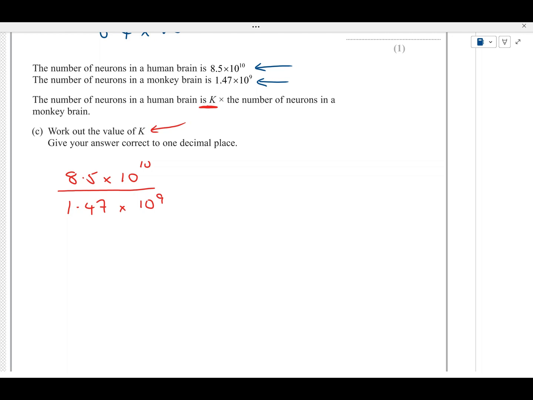Now the first thing I'm going to try is put that as a fraction in my calculator. 8.5 times 10 to the power of 10 on the top of the fraction, 1.47 times 10 to the power of 9 on the bottom, press equals and see if it works. And it has worked. It gives me the answer 57.82 and so on. So to one decimal place, 57.8. There are 57.8 times as many neurons in the human brain as there are in a monkey brain.